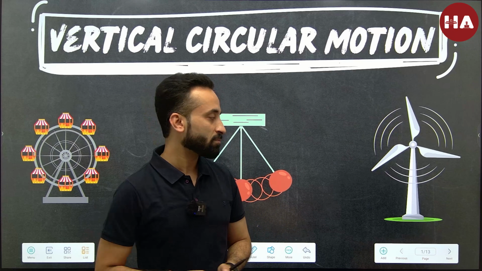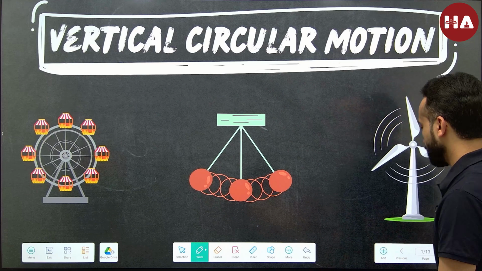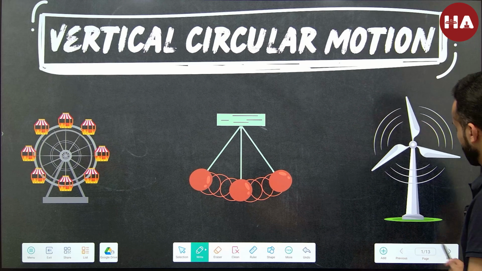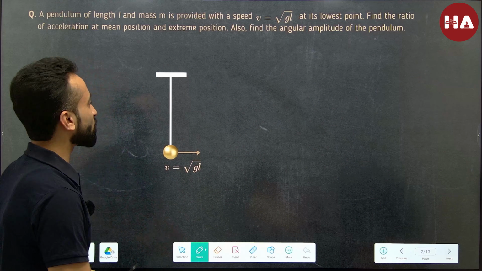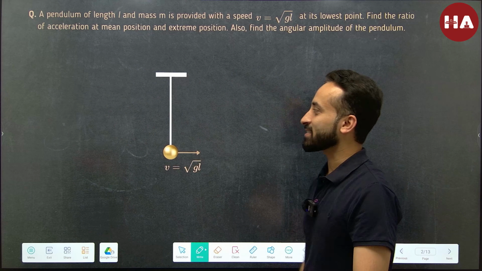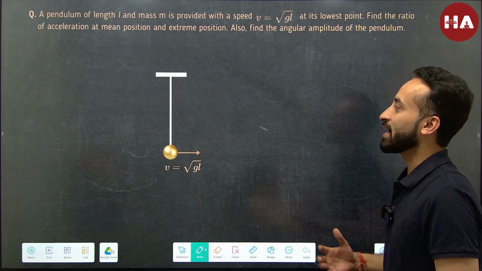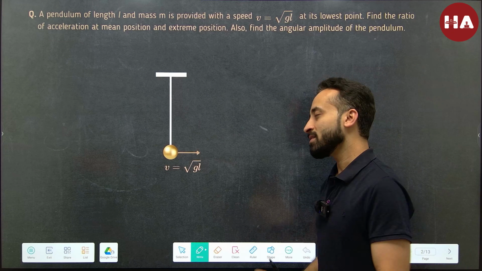Alright, so there is a lot to learn. Without wasting any time, let's get started. Put down the heading vertical circular motion. Alright, so first thing, you might wonder, how did this question come up straight away? So that is how we are going to start today's class. Let's start with a question first and understand how the physics in vertical circular motion is working through a question.